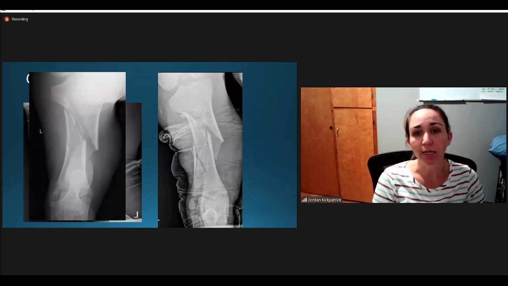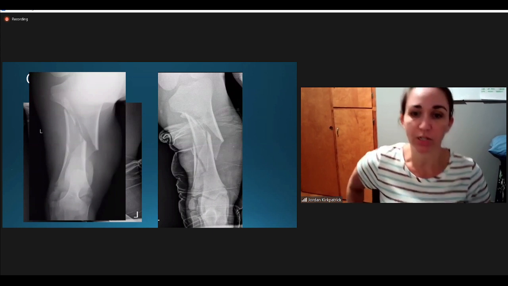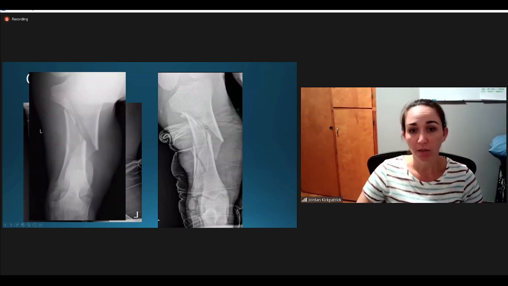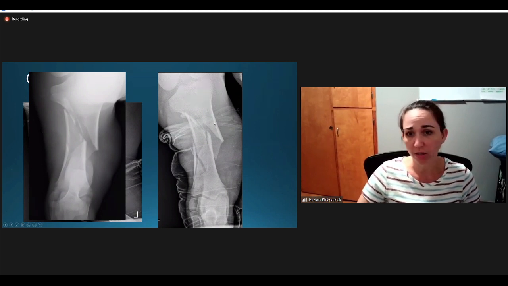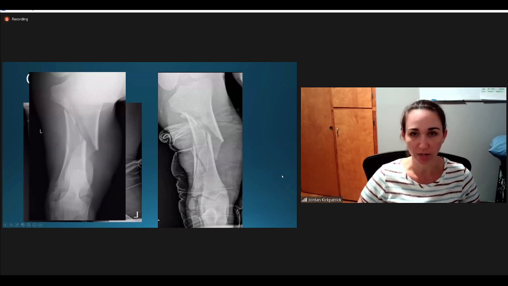But this is just a good example of why proper stabilization is so important, because this was about within, I think I got the call in the afternoon about this, and the calf came in that next morning. So 12 to 15 hours later, huge change in the fracture and prognosis for the patient.